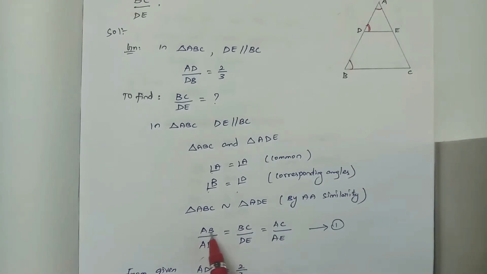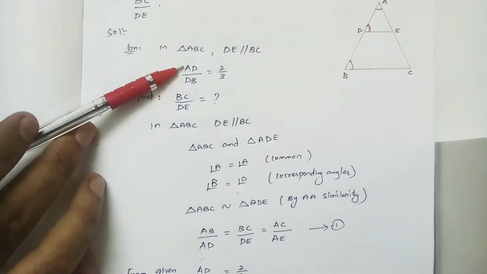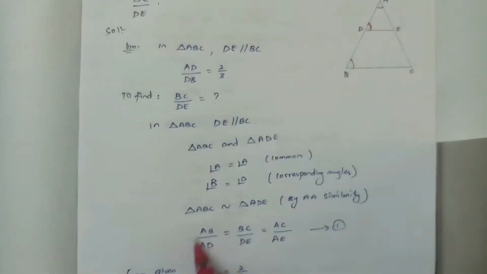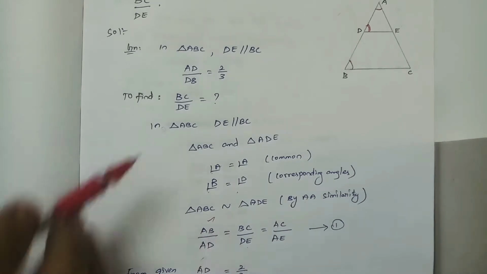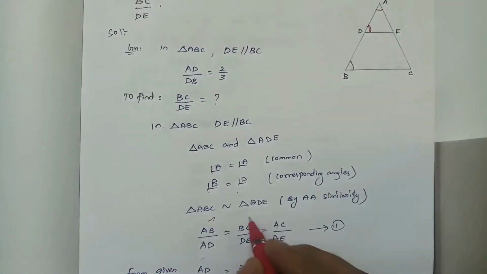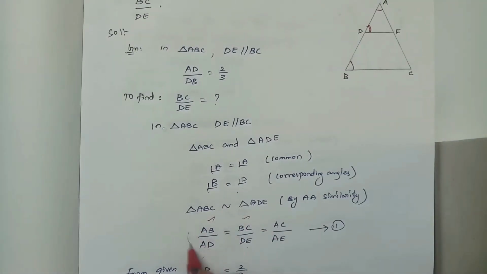That is AB divided by AD is equal to BC divided by DE is equal to AC by AE. But here, which sides do we need? We know AD divided by DB. We need AD and AB, and the next one, BC and DE. So I am taking these two alone.